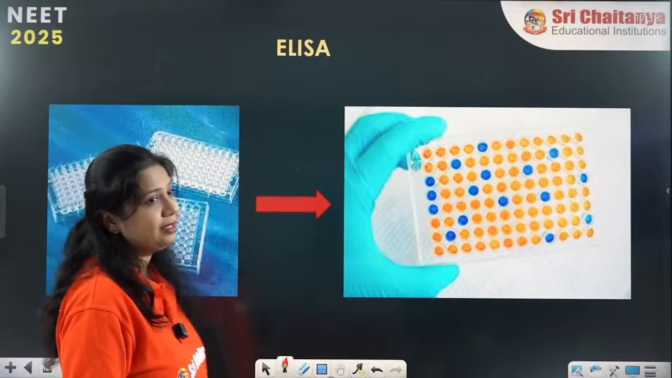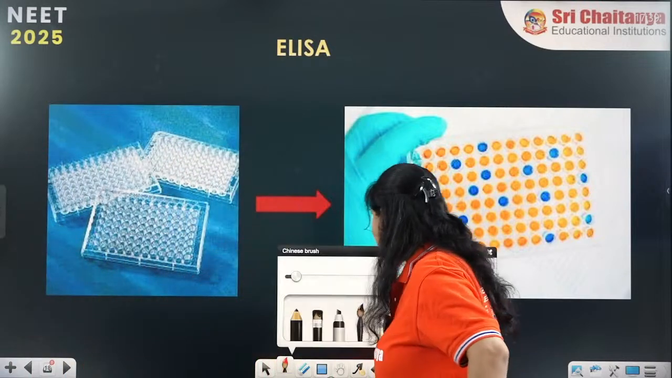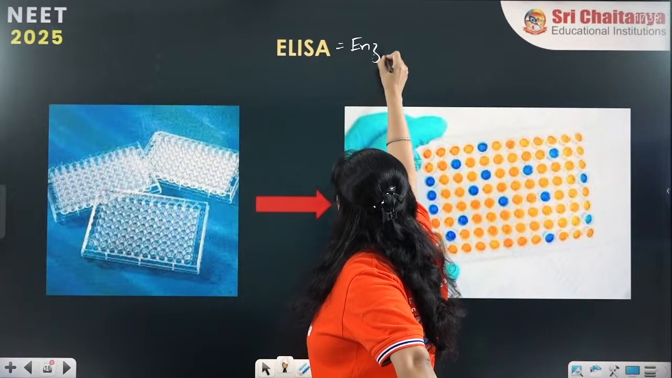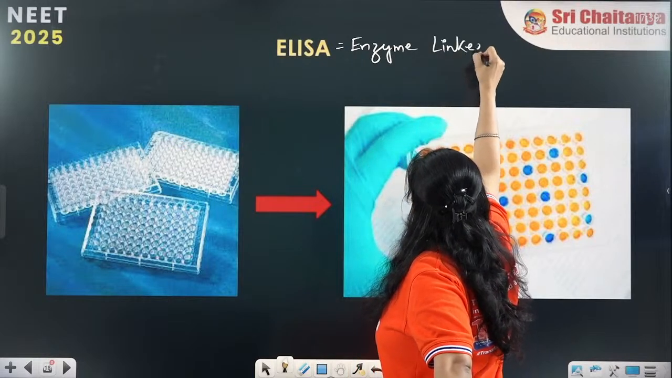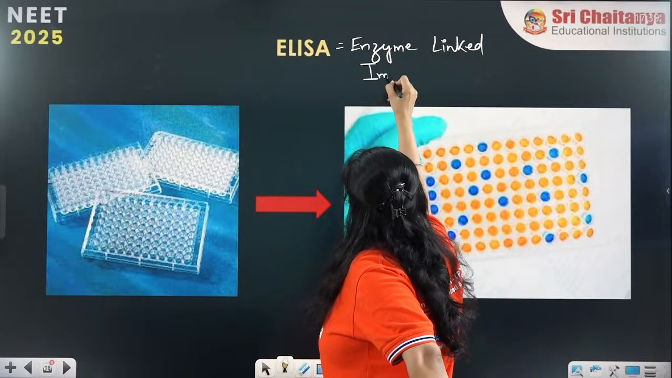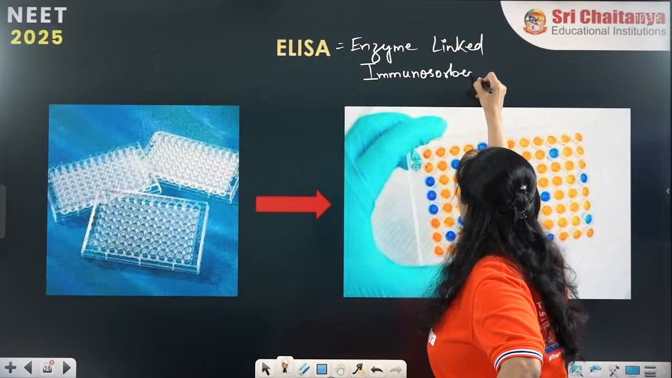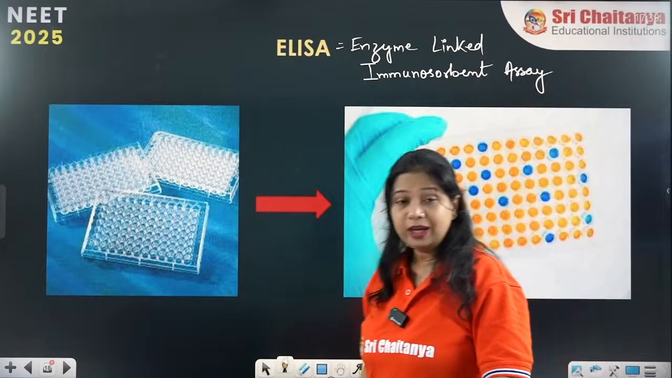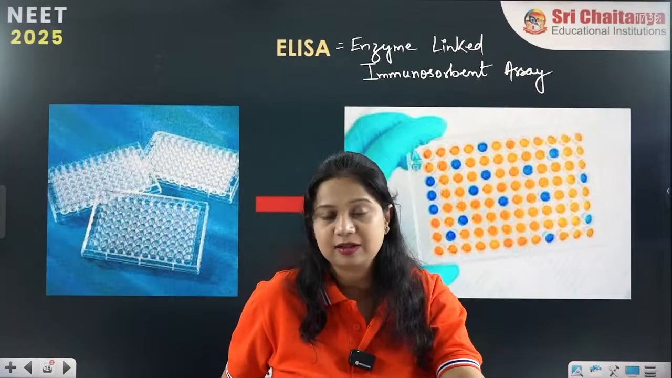Now it is ELISA. What is this ELISA? ELISA is enzyme linked immunosorbent assay. So it is enzyme linked immunosorbent assay. Alright. We have seen PCR is utilized for various types of infective agents and cancer.